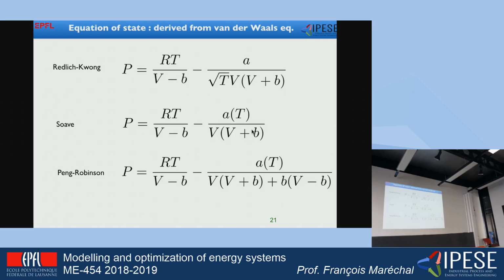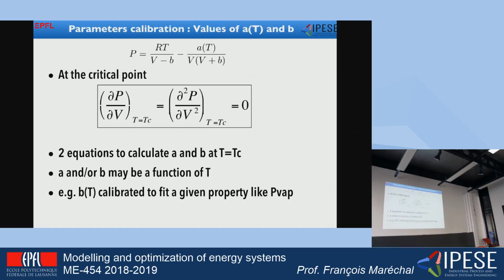Now, one of the questions is, how do we calculate the value of A and B? There is a way that is based on what we know from the thermodynamics. There is a special point, which is the critical point, the top of the curve, okay, at which we know that the variation of the pressure at this temperature as a function of the volume is equal to 0, as well as the second derivative at this point, which gives me, in fact, two equations that allow me to calculate the A and the B.